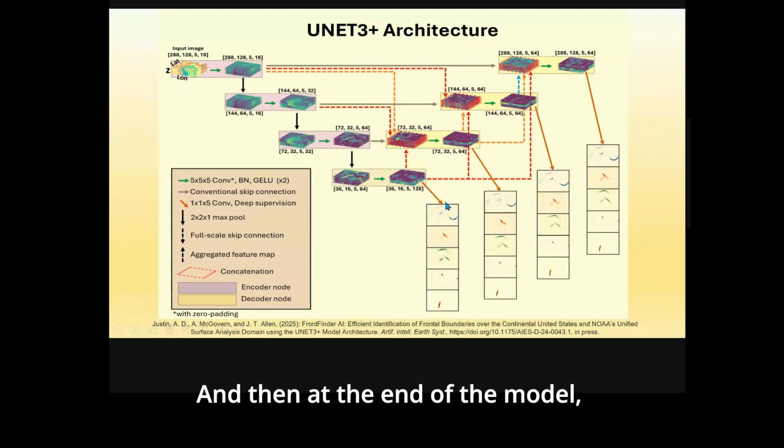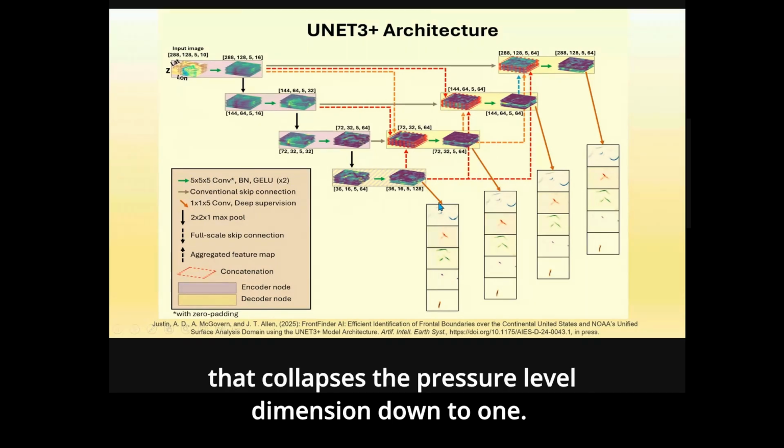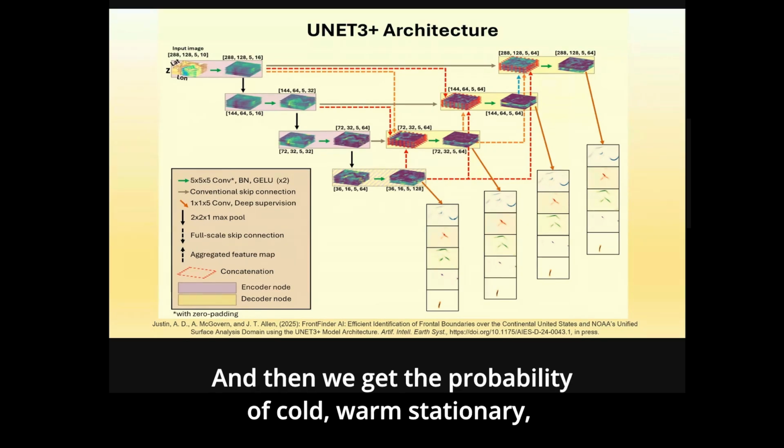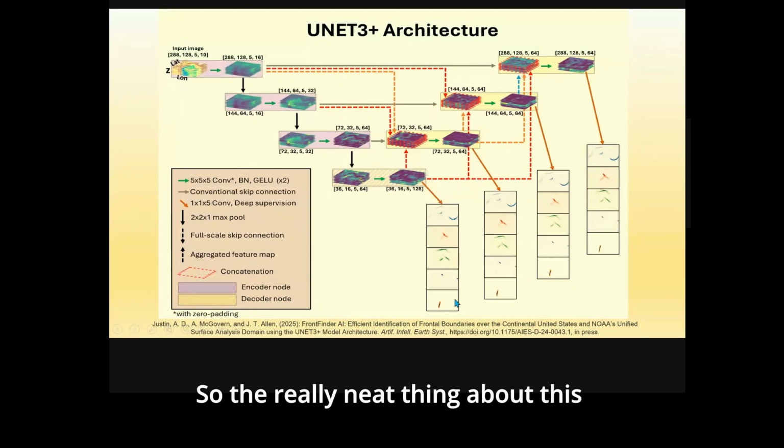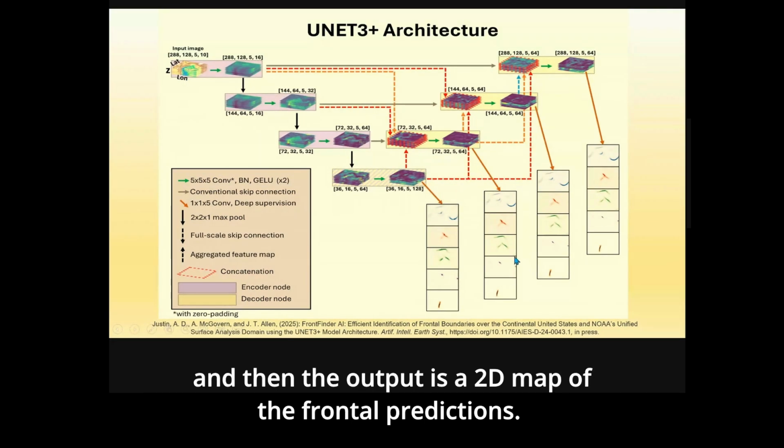And then at the end of the model, we actually do a special convolution that collapses the pressure level dimension down to 1. And then we get the probability of cold, warm, stationary, occluded fronts, and dry lines at each point. So the really neat thing about this is that you can input a 3D image, and then the output is a 2D map of the frontal predictions.